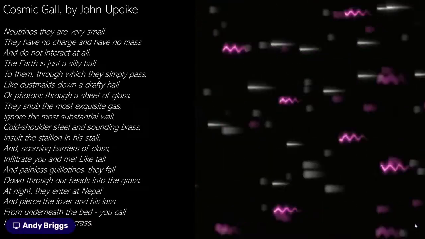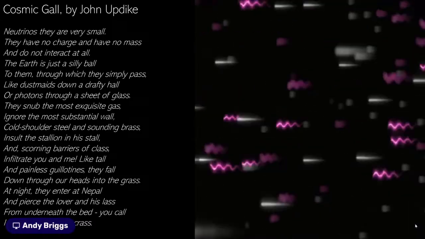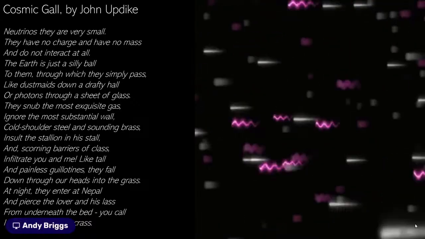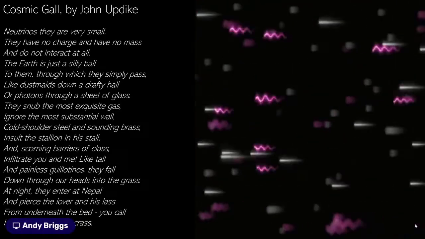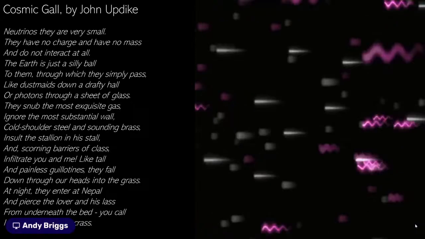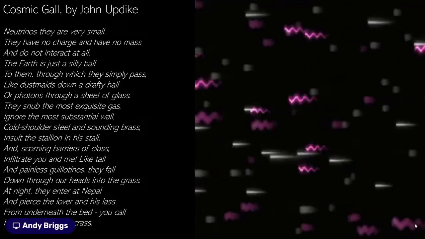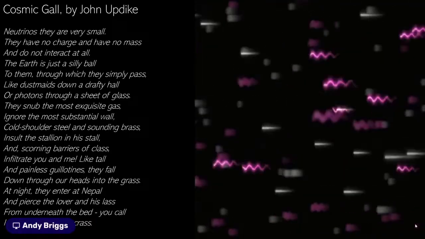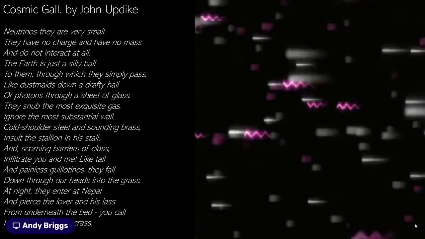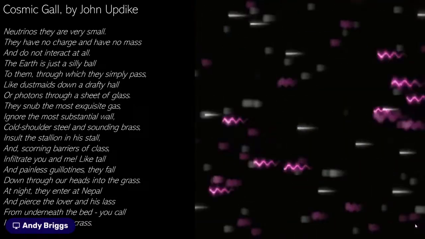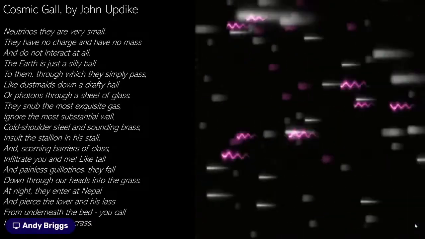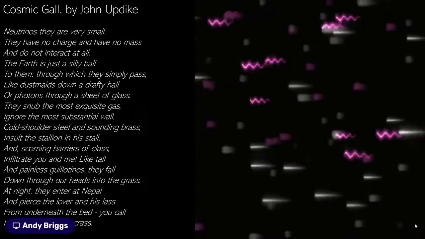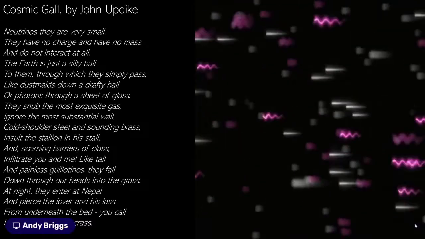Neutrinos, they are very small. They have no charge and have no mass and do not interact at all. The Earth is just a silly ball to them, through which they simply pass, like dustmaids down a drafty hall or photons through a sheet of glass. They snub the most exquisite gas, ignore the most substantial wall, cold-shoulder steel and sounding brass, insult the stallion in his stall, and, scorning barriers of class, infiltrate you and me like tall and painless guillotines. They fall down through our heads into the grass. At night they enter at Nepal and pierce the lover and his lass from underneath the bed. You call it wonderful, I call it crass.